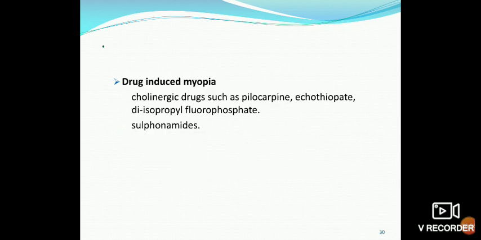Another entity is drug-induced myopia. Drugs like pilocarpine, ecothiopate, diisopropyl fluorophosphate, and sulfonamides are responsible for drug-induced myopia. What do these drugs do? All these drugs are cholinergic drugs, and as you know, cholinergic drugs cause contraction of ciliary muscles, and because of this contraction, the zonules will relax. Relaxation of zonules lets the lens acquire a more curved surface, leading to drug-induced myopia.